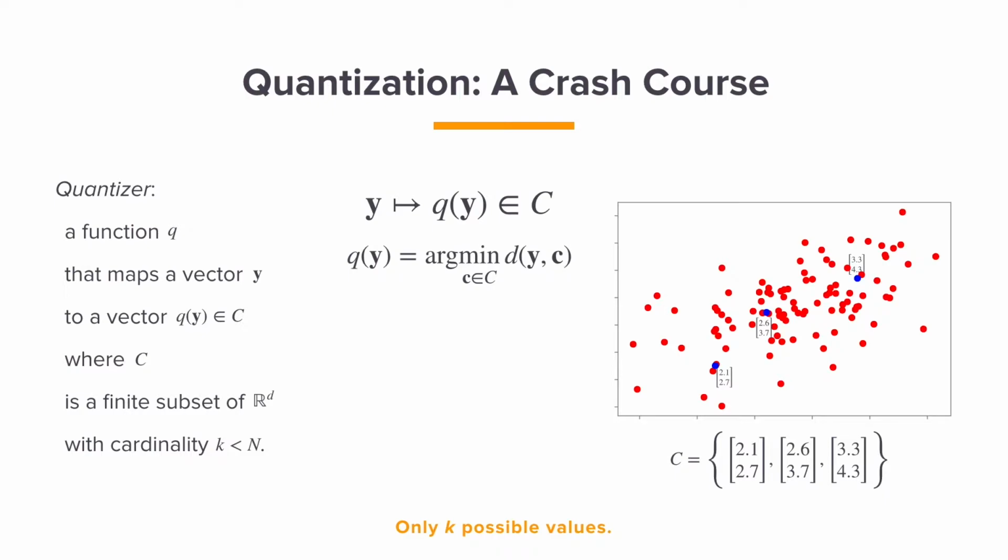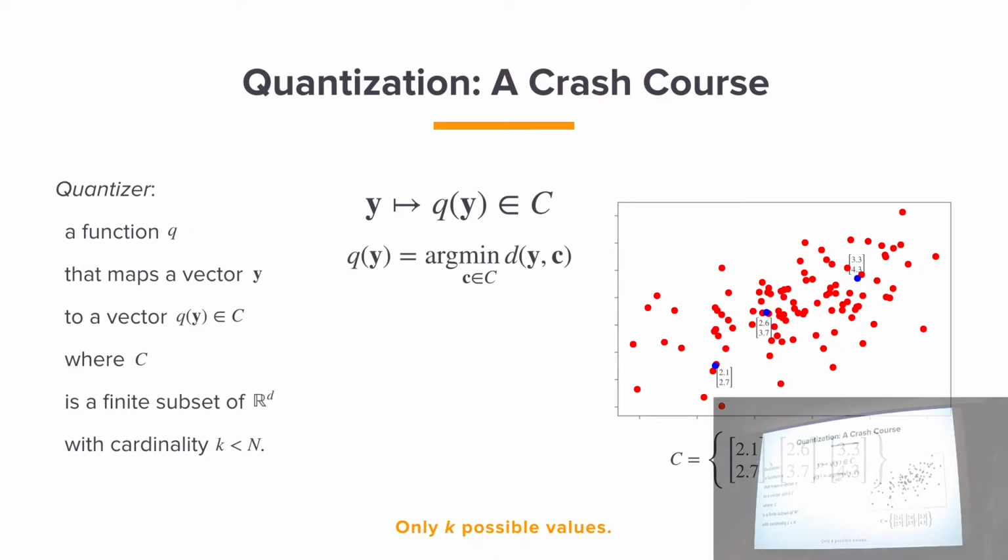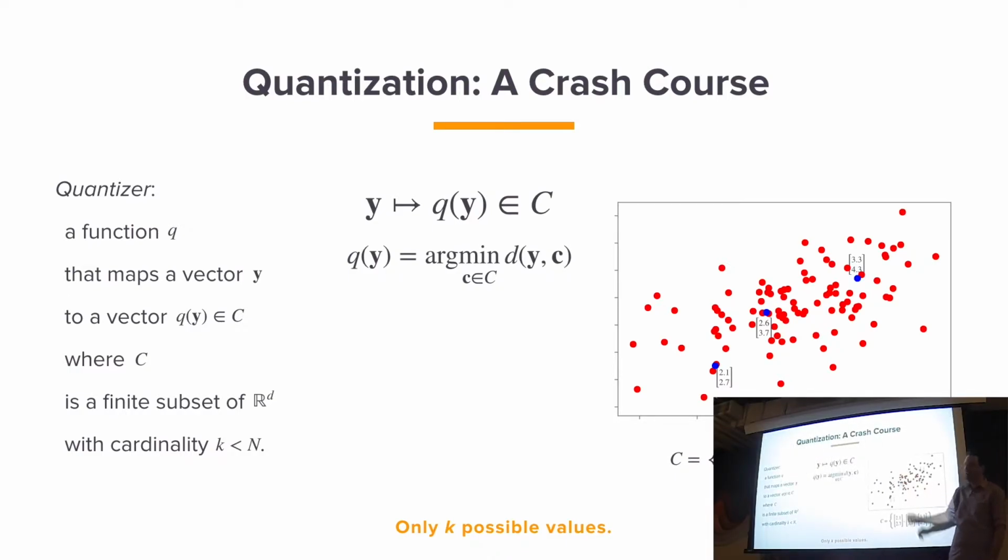Okay, so a quantizer is a function that takes one of our vectors y and returns another vector from a set in the same space that has a smaller cardinality. So what am I saying? If I have one of these red vectors here, the quantizer will return one of these blue ones. It'll return the one that's closest to it given my distance. So for any of these vectors, if this is y, q of y would return this guy, 2.1, 2.7. Make sense?